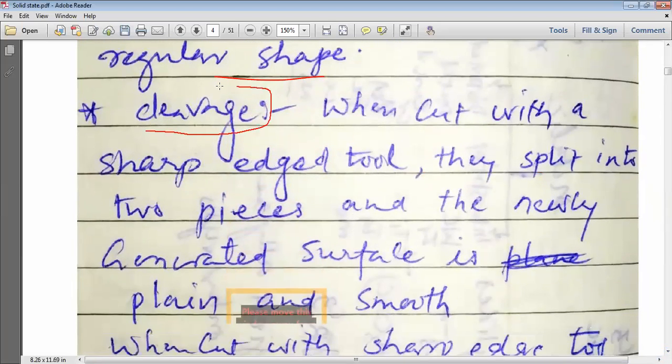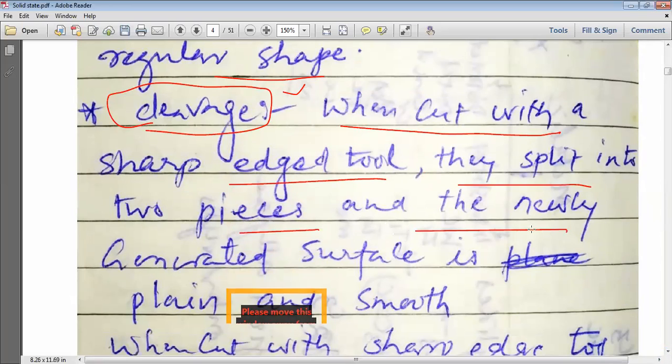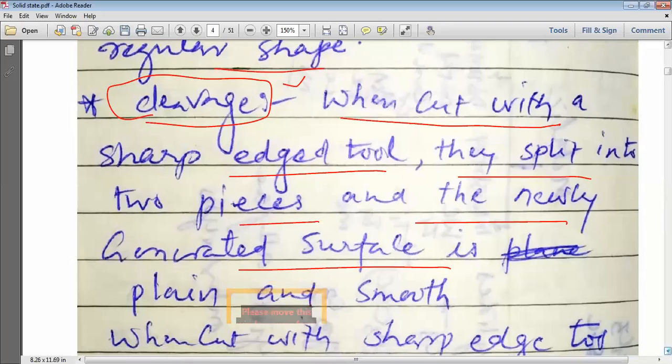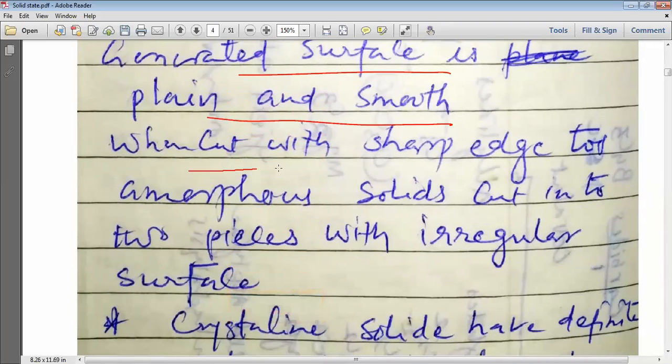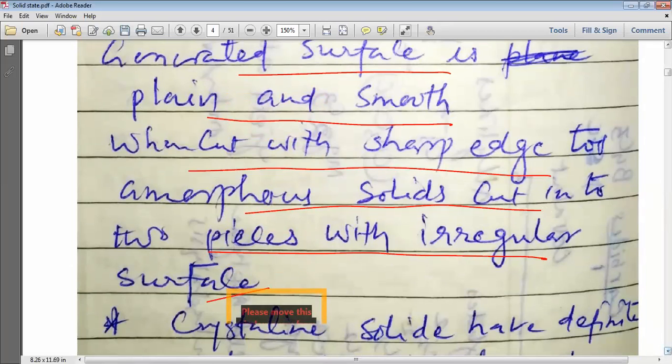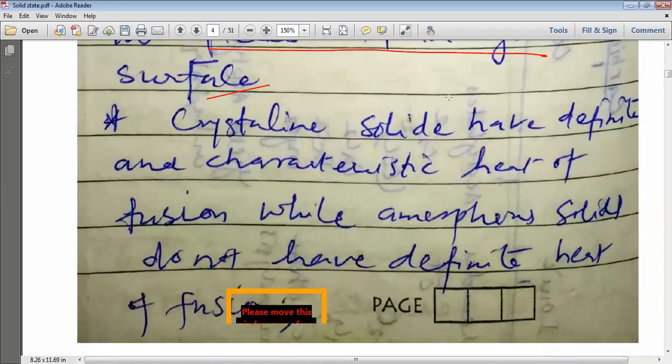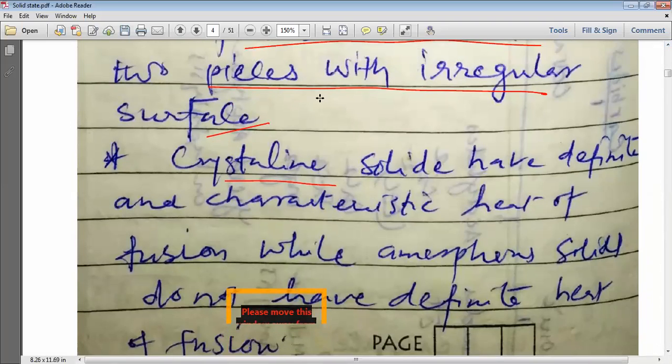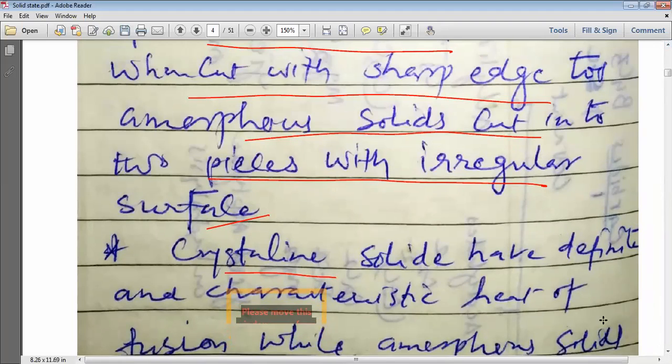Now we should understand the cleavage property. First of all, we should understand what the cleavage property is. Cleavage property is an observation when a solid is cut with a sharp edge tool or with a knife. When cut with a sharp edge tool, crystalline solids split into two pieces and the newly generated surface is plain and smooth. When cut with sharp edge tools, amorphous solids cut into two pieces with an irregular surface. So please remember, this is what we can understand about the cleavage property of crystalline and amorphous solids. We have seen that crystalline solids have a smooth surface, but amorphous solids have an irregular surface.